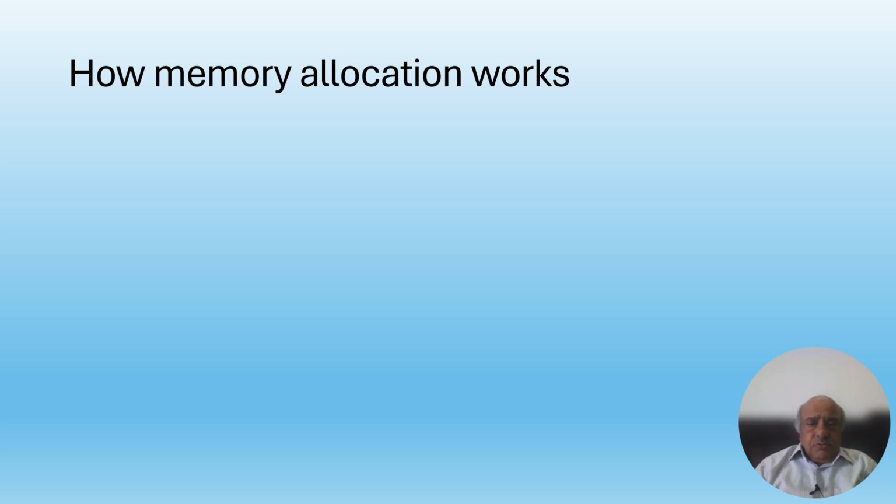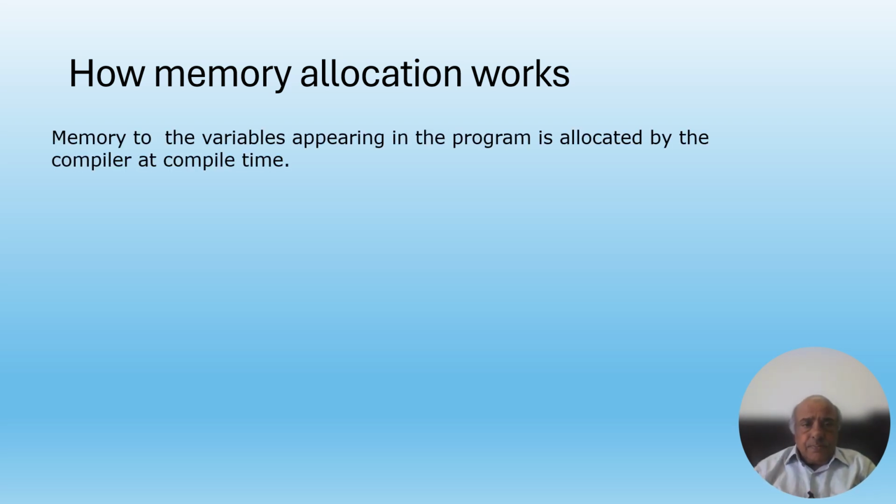How memory allocation works, that we are going to see in this slide. The compiler is the entity that allocates memory to the variables which are declared in the program. That allocation happens at compile time. So when we actually compile our code, the compiler allocates memory to all the variables in that code. This kind of allocation is called compile time allocation or static allocation.